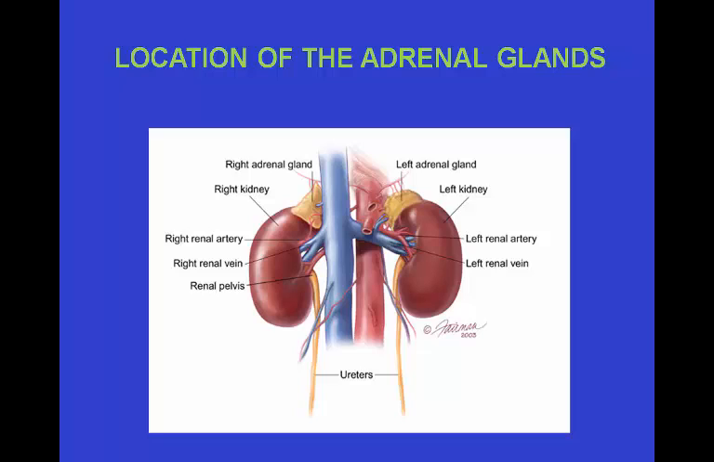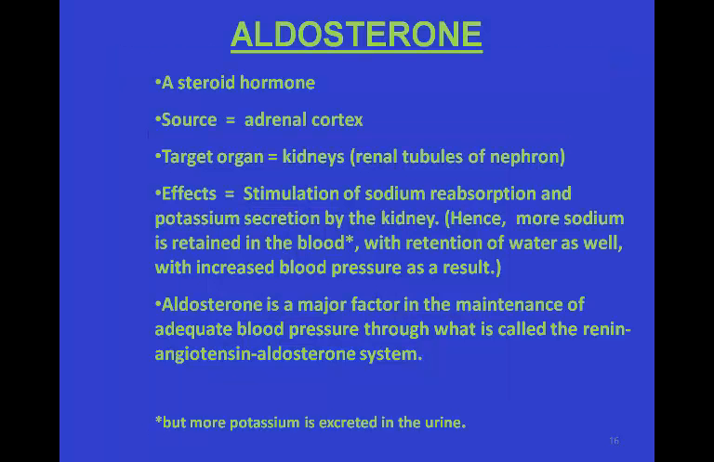Like I said earlier, the adrenal gland consists of two different parts, the adrenal cortex and the adrenal medulla. So we're going to look first at the hormones of the adrenal cortex. One of these is called aldosterone. Aldosterone is a steroid hormone. It is, of course, secreted by the adrenal cortex. It travels through the blood to its target organs, which are the kidneys. The effects of aldosterone are that aldosterone stimulates sodium reabsorption by the kidney.